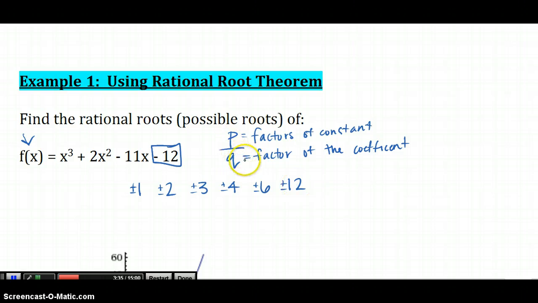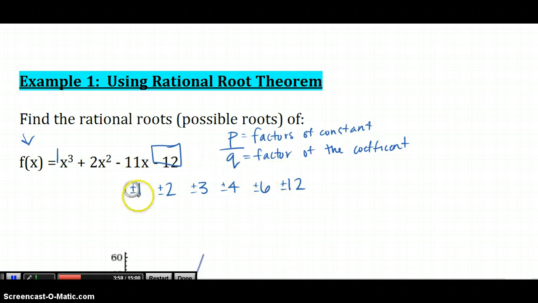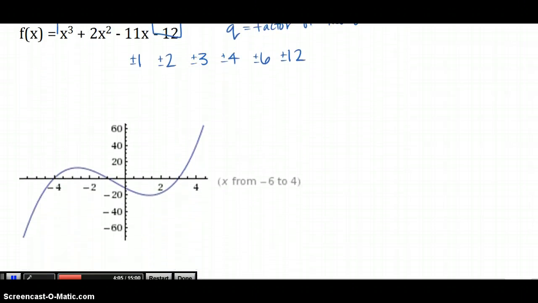Then divide this by q, so divided by all the factors of the leading coefficient, where our leading coefficient here is just a 1. So you would divide all these by 1s, and you don't need to write that, because it's just going to be the integer. So we can just leave it as plus or minus 1, 2, 3, 4, 6, and 12. So these are a lot of possible roots, and I don't want to try dividing all of these options into this polynomial. So what we can do is look at the graph.